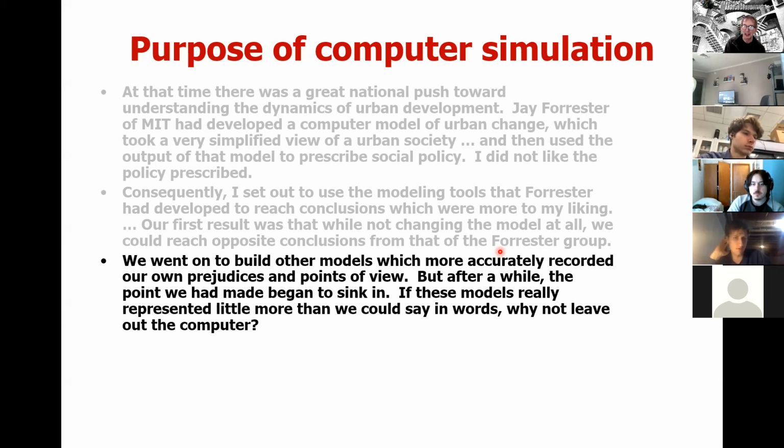And he's talking about his prejudices and points of view about the way society should be structured, and so on and so forth. And after a while, the point we had made began to sink in. If these models really represented little more than we could say in words, why not leave out the computer?